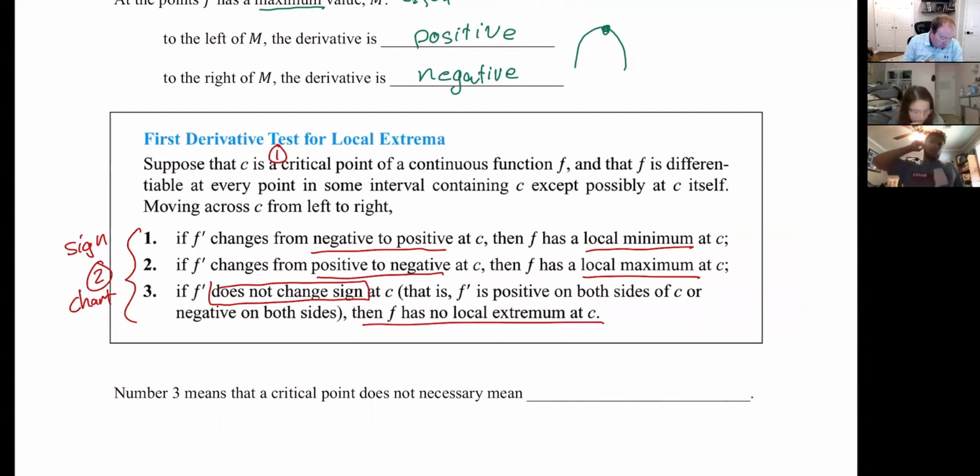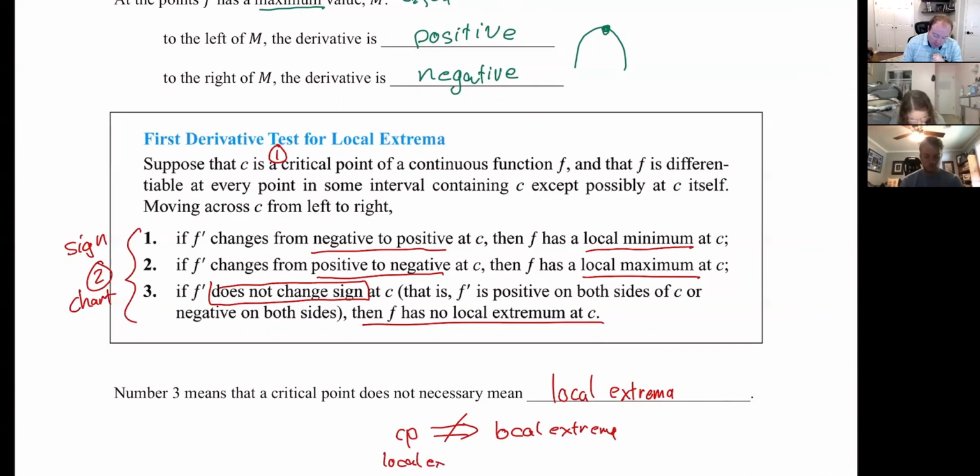So number 3 means that a critical point does not necessarily mean a local extrema. I've mentioned that a few times, but just because you have a critical point does not mean it's a local extrema. But if you have a local extrema, that is going to be a critical point. So it's one of those things. A critical point does not imply a local extrema, but the other way is true: if you have a local extrema, that does imply a critical point.